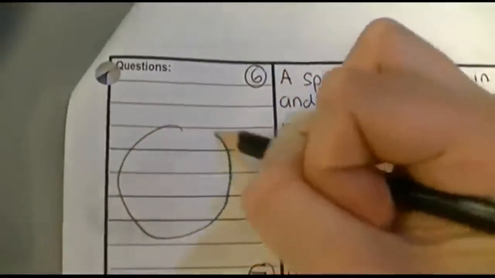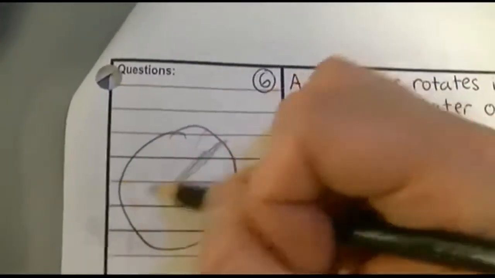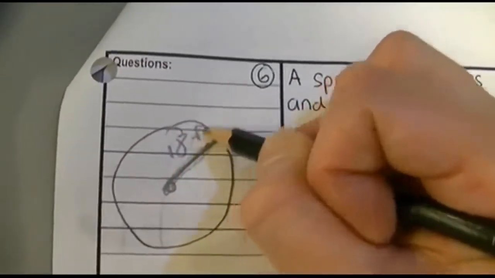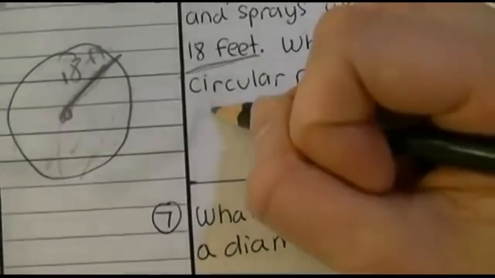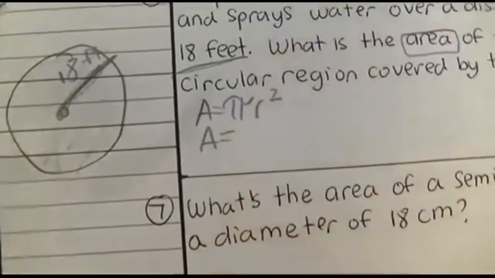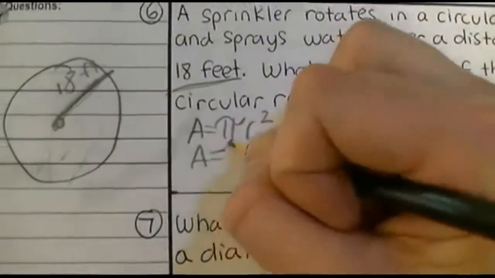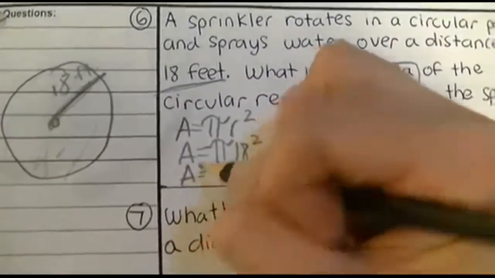So if I'm drawing there's my sprinkler, it's going squirt, squirt, water, water, and it's squirting it all the way around, you know? So that right there is the radius, and that's represented by 18 feet, okay? So now we got to find the area of all that stuff that gets wet, okay? So all that area that's getting wet. So, start with your formula. Pi, the radius squared.